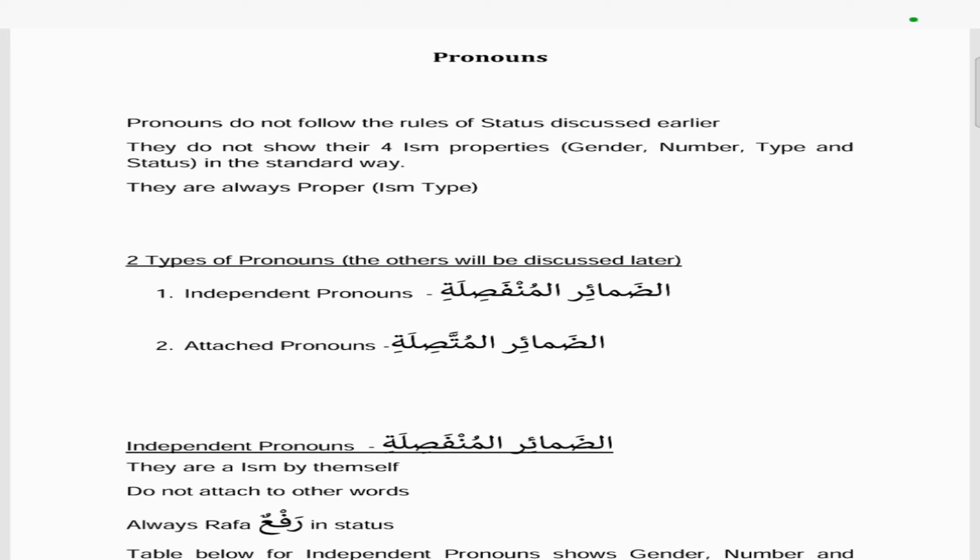So the four ism properties, which we mentioned a few chapters ago, are gender, number, type, and status. And pronouns are always proper. Meaning the ism type, so of the four properties, one of them is type. The type refers to whether it's proper or common. And so pronouns are proper, meaning proper is something that's specific. If we say "the garden", that's how you refer to something specific, so it's proper. Or if we said "a garden", you're just referring to any garden, so that would be considered common, whereas pronouns are proper.